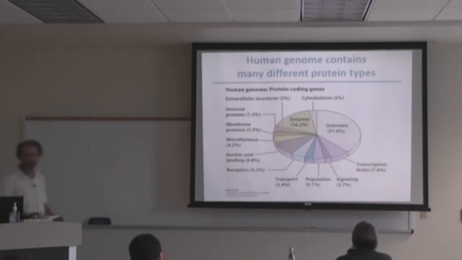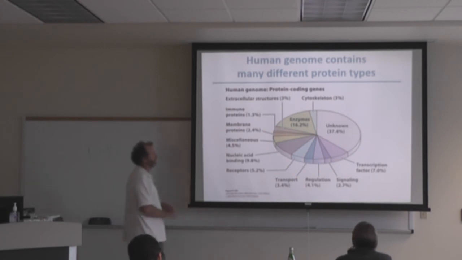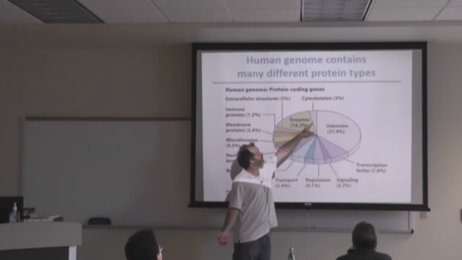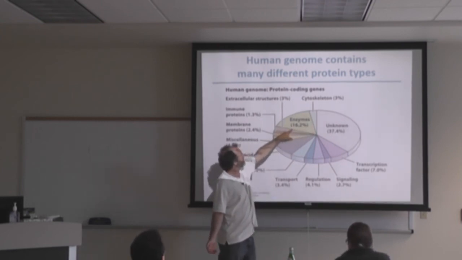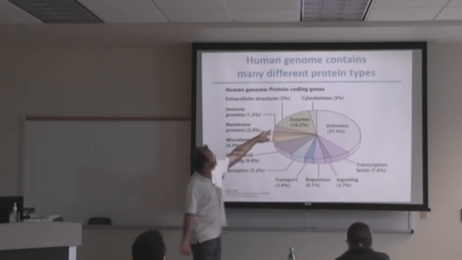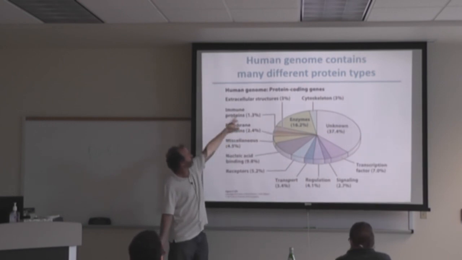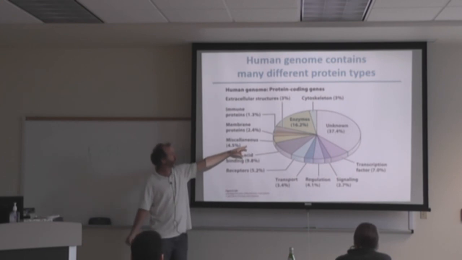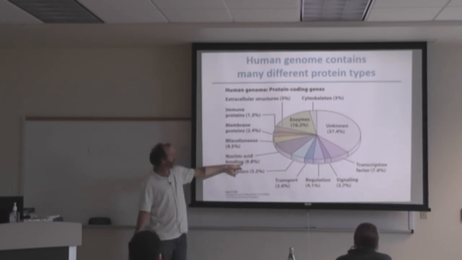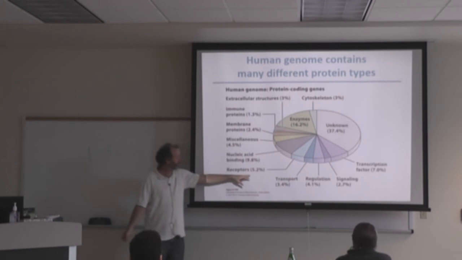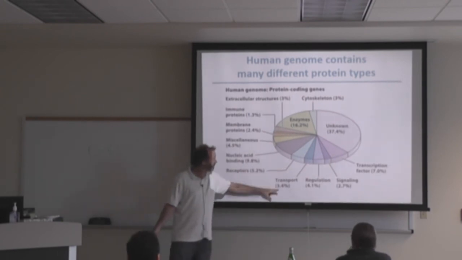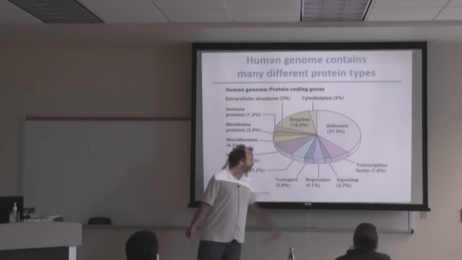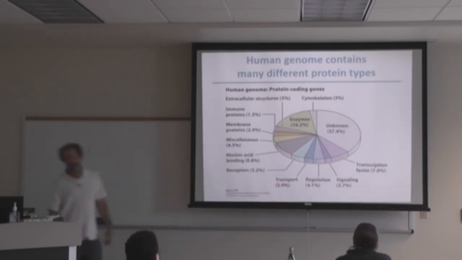And then the human genome contains many different protein types. About 37.5% are still unknown. Cytoskeleton proteins, about 3%. Enzymes, 16.2%. Extracellular structures, about 3%. And immune proteins, 1.3%. Membrane proteins, 2.4%. Miscellaneous, about 4.5%. Nucleic acid binding proteins are about 9.8%, receptors are 5.2%, transport proteins 3.4%, regulatory proteins 4.1%, and signaling proteins about 2.7%.